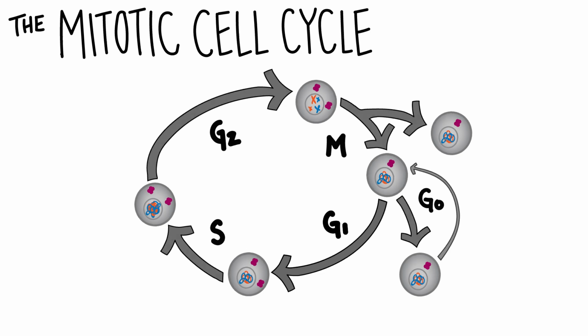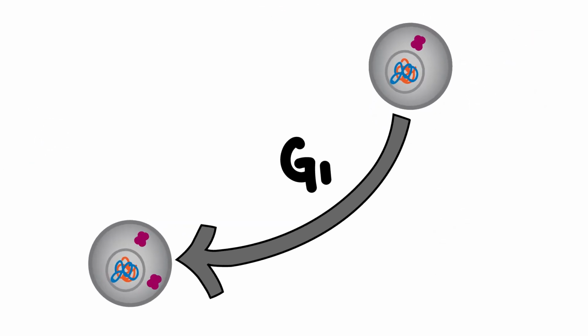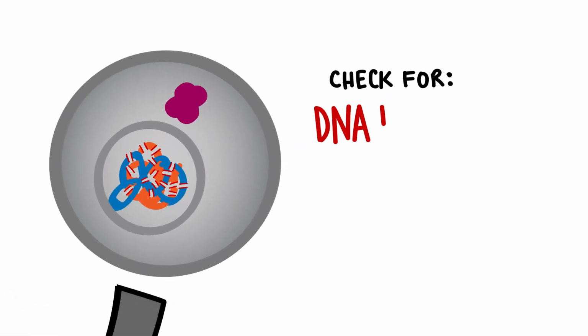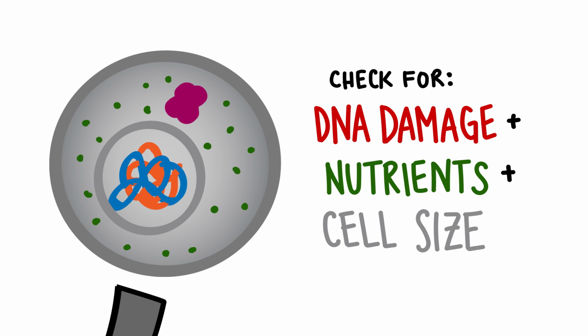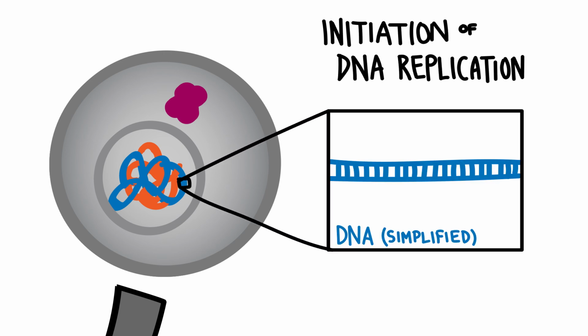The G1 or gap1 phase involves cell growth and preparation for DNA replication, which will take place in S phase. This preparation includes checking for cells with DNA damage, making sure there are enough nutrients in the cell for cell division, and verifying that the cell is big enough to divide. During the G1 phase, the cell also prepares for initiation of DNA replication. Specifically, proteins identify origins of replication and load multi-protein complexes onto this DNA. For example, the DNA helicase.